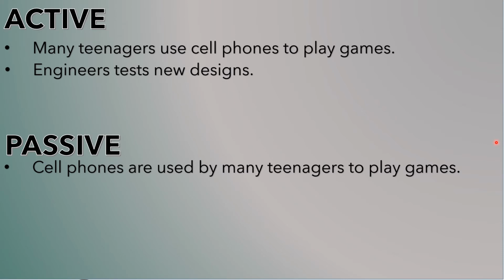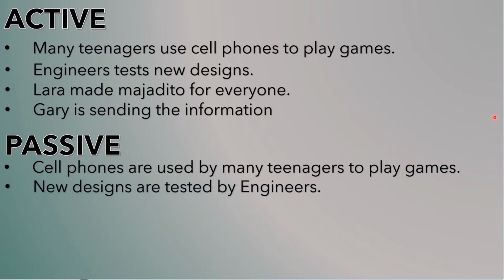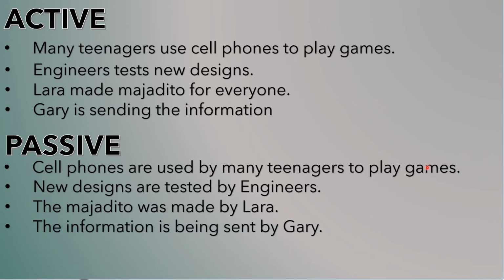So here, engineers test new designs. Lara made majadito for everyone. Gary is sending the information. So what will happen in passive? The object will become the subject. The verbs will change. And the subjects in active will become the agents in passive. So we will have, for example, new designs are tested by engineers. Also, the majadito was made by Lara. The information is being sent by Gary.